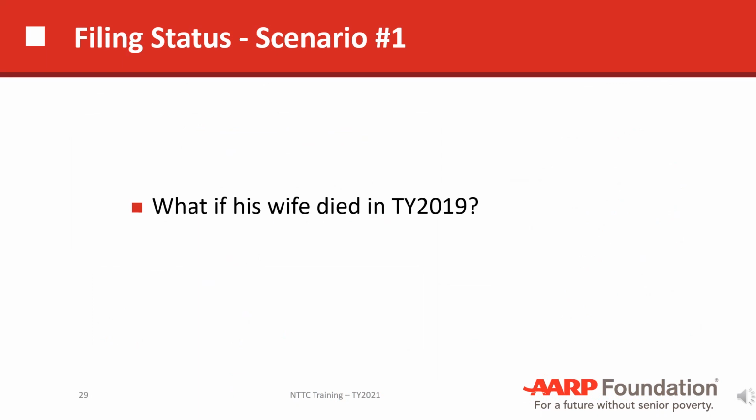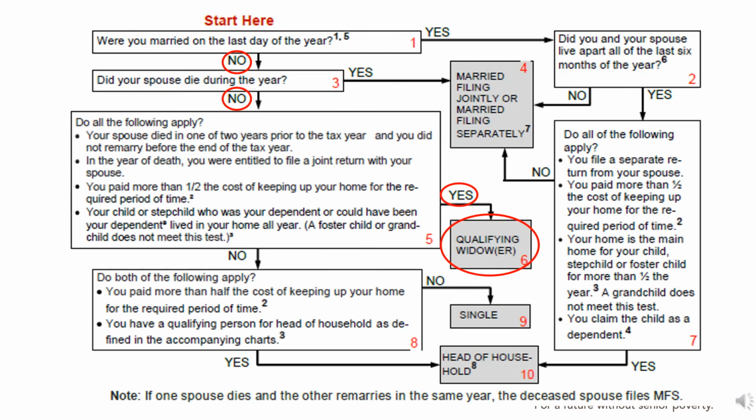Now, what if his wife died in 2019, tax year 2019? So again, we start at the top. Were you married on the last day of the year? Answer is no. Did your spouse die during the year? Answer is no. And then we go down to the larger block that has the 4 bullets. Your spouse died in one of 2 years prior to the tax year, and you did not remarry before the end of the tax year.